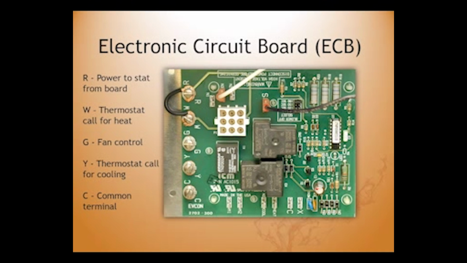The R terminal is for the power from the circuit board to the thermostat. W is the return path when the thermostat calls for heat. Y is the return path when the thermostat calls for cooling. The G is for fan control and will allow us to turn the fan on and off manually at the thermostat. The C is a common terminal, which is not found on all thermostats, but there's constant power found between R and C.